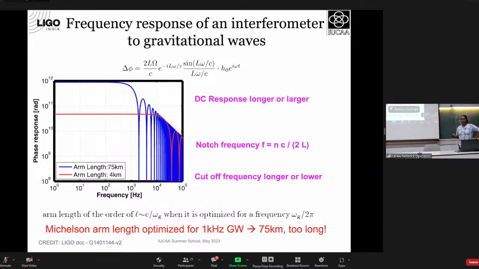So if I'm going to detect a gravitational wave at 1 kilohertz, you can see where it's 1 kilohertz, right? When I have the peak response. If I'm going to detect it, the Michelson arm length that I need is roughly 75 kilometers. But that's too long, right? 75 kilometers would mean you're digging through a lot of earth to make a straight arm, because light travels in straight lines. So you have to dig through here to get a 75 kilometer arm.